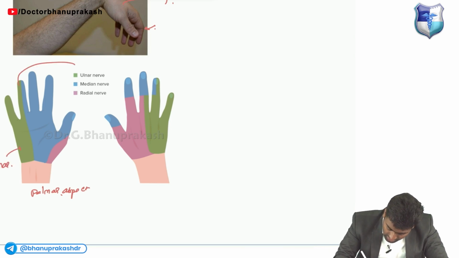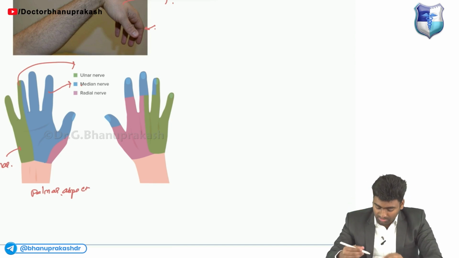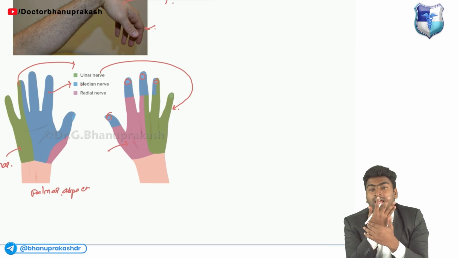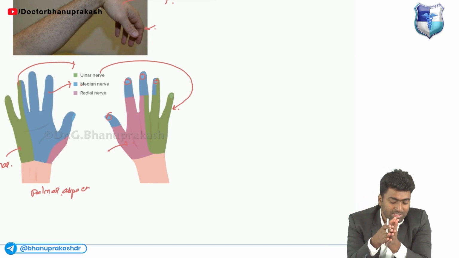Okay, and the lateral side will be supplied by the median nerve. Whereas on the posterior aspect, if you see here, it will be supplied by the ulnar nerve, whereas around the fingertips it will be supplied by the median nerve, and the posterior aspect of these 2.5 fingers will be supplied by the radial nerve.